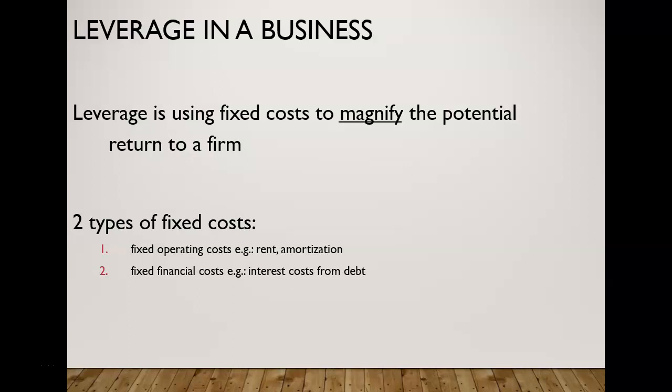Now, there are two types of fixed costs. There's fixed costs associated with operations, and these usually include fixed costs such as rent and amortization. Then there's fixed costs associated with financial costs, and that's costs such as interest on debt.